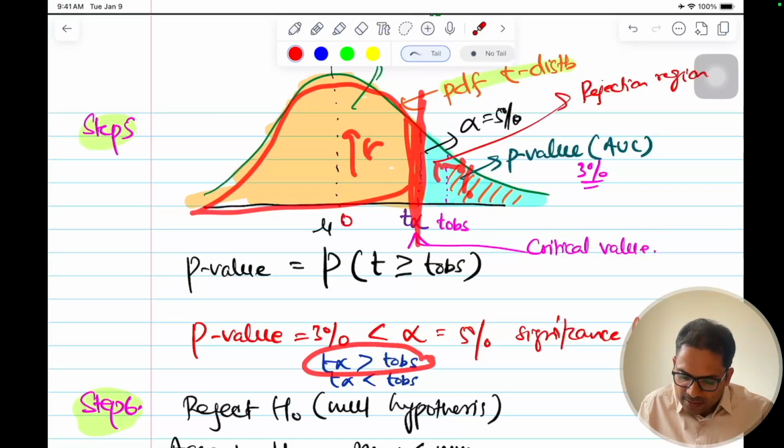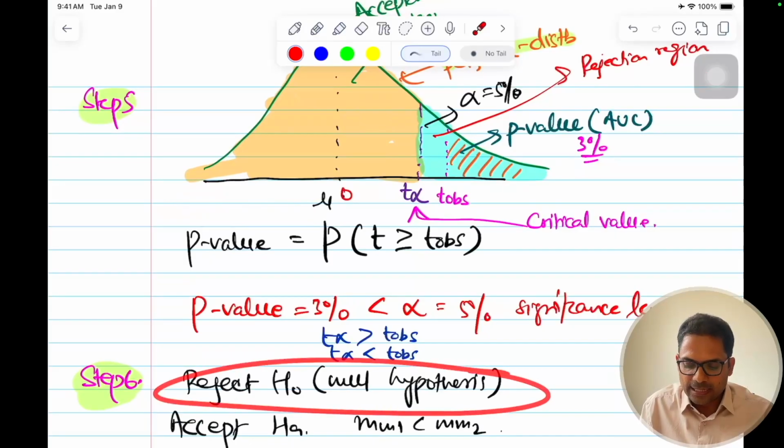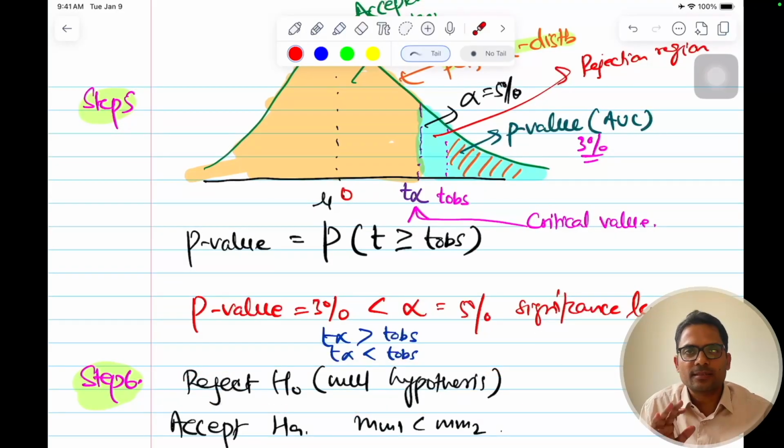So if my T alpha is greater than this, I'll accept it. But if my T alpha is less than T observed, on the left side of it, then the area under the curve beyond T observed will become less than the significance level. The P value will become less than the significance level, and you will reject the null hypothesis. In this case, we rejected the null hypothesis and accepted the alternate hypothesis that they are not equal. I hope hypothesis testing is clear.